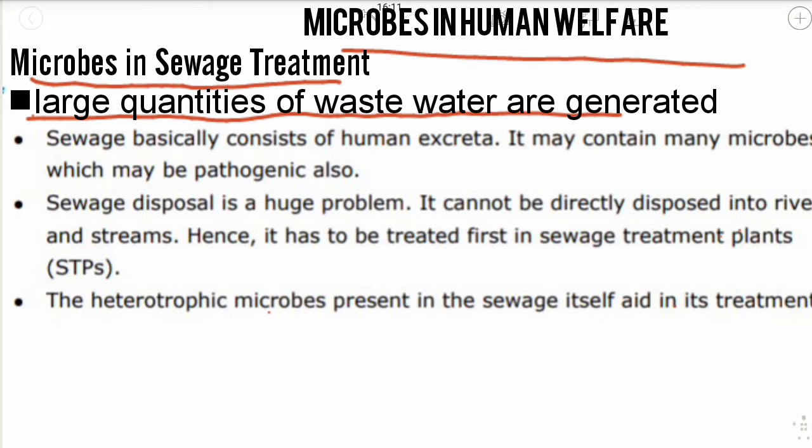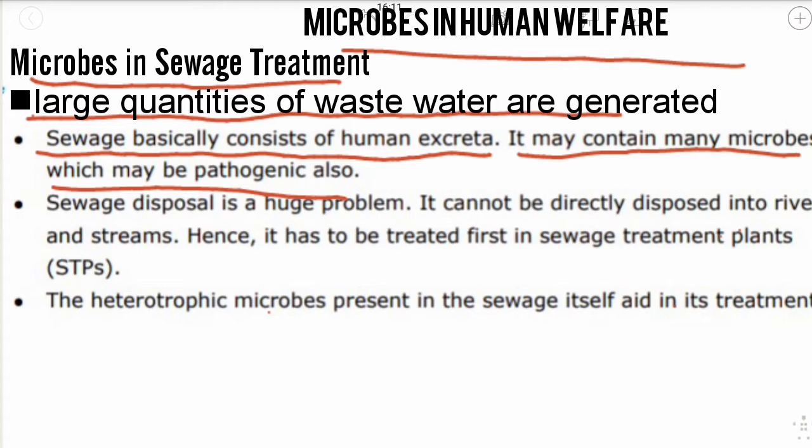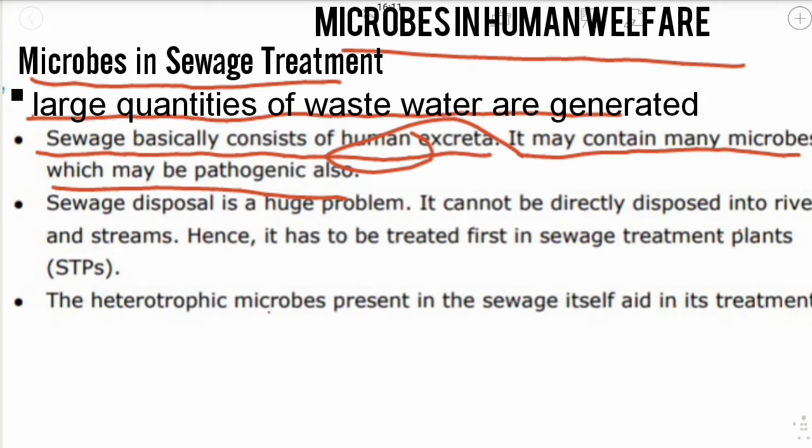Sewage basically consists of human excreta. It may also contain many microbes which may be pathogenic. Sewage, a major component of the wastewater, is human excreta and also contains a large amount of organic matter as well as microbes. They may also contain many microbes which are pathogenic. Pathogenic means they cause diseases in organisms. So they are very dangerous.